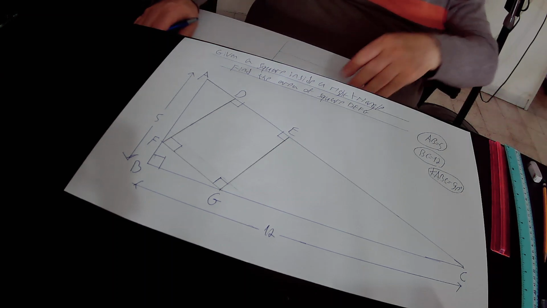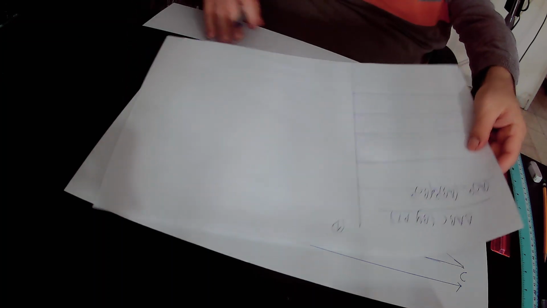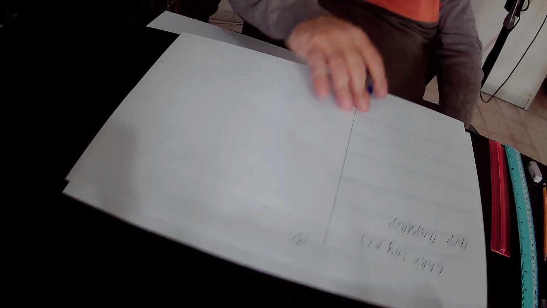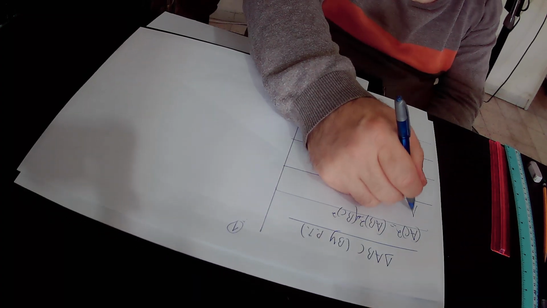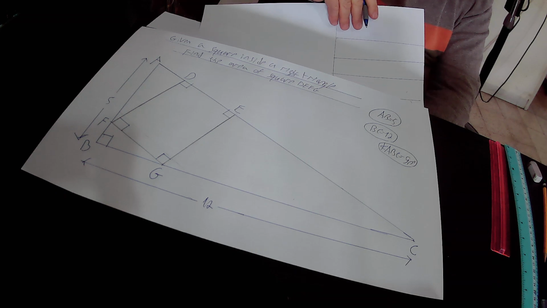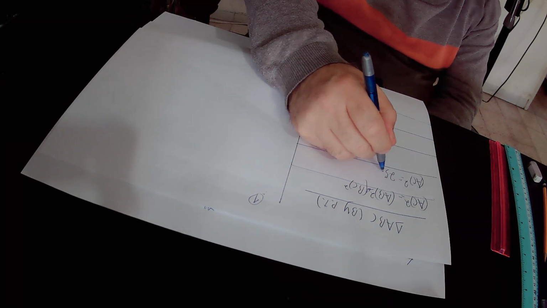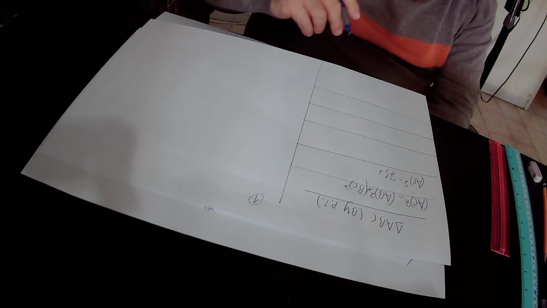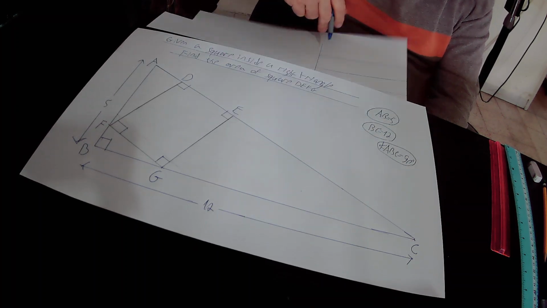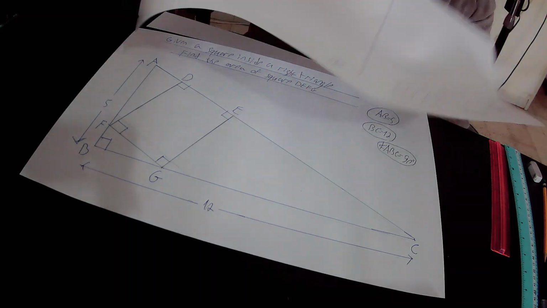Repeat again, in the right triangle ABC, according to the Pythagoras theorem, AC square equals AB square plus BC square. So AC square, that is the square of the hypotenuse, equals AB square. AB is 5, therefore AB square is 5 squared, that is 25, plus BC square. BC is 12, therefore BC square is 12 squared, that is 144.